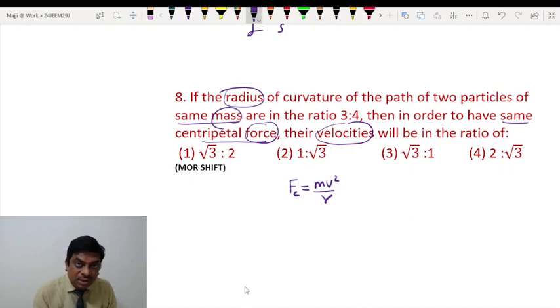Okay, students, this is the first step. Then the second step is to mark the quantities which are the same. So here centripetal force is same, mass is same. That means what? V square by r is constant.